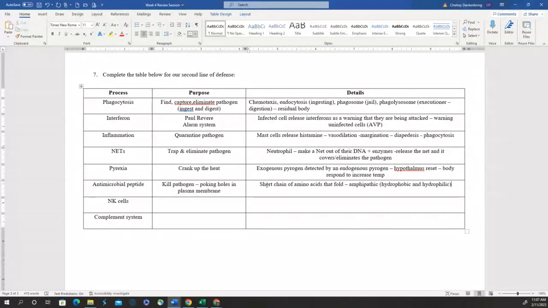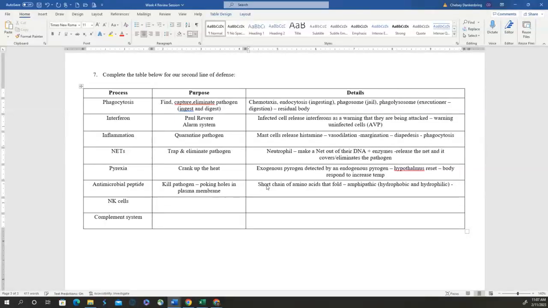So if you go back and you watch that video or you look at that picture, the hydrophobic part of this peptide is compatible with the plasma membrane, right? It's a hydrophobic barrier. So the hydrophobic part of this peptide inserts into the hydrophobic part of the membrane. That's going to essentially allow this peptide to be poking holes into that membrane. The membrane's going to leak. The bacteria, for instance, will die.